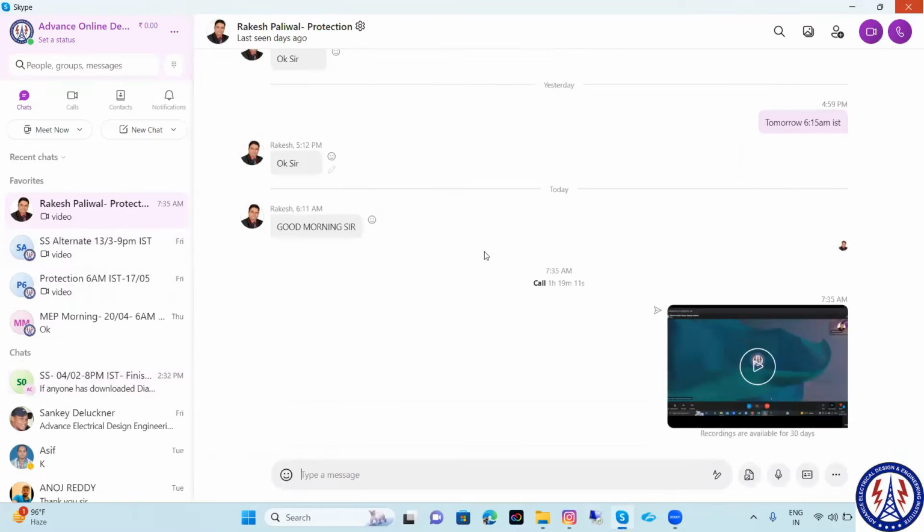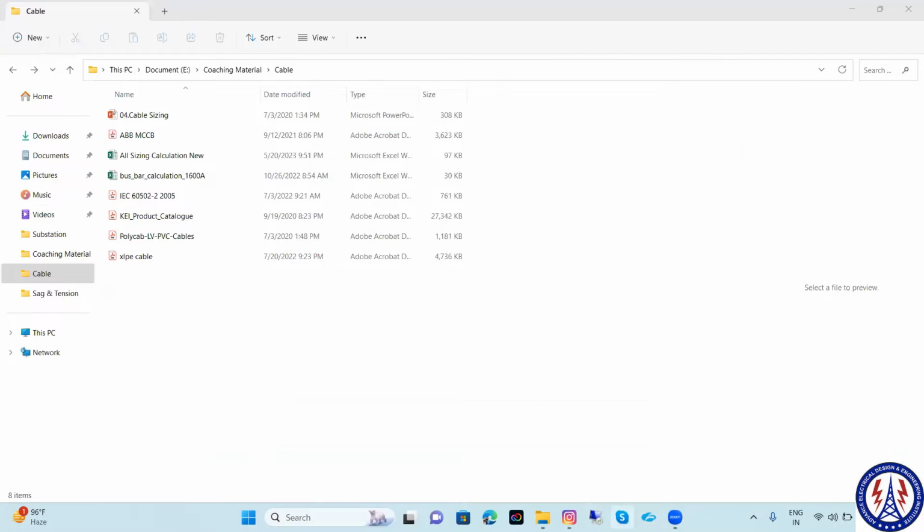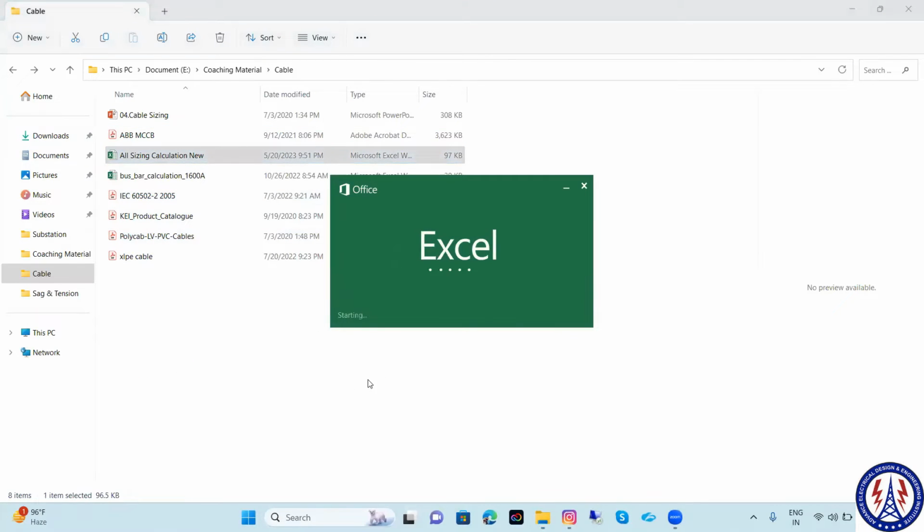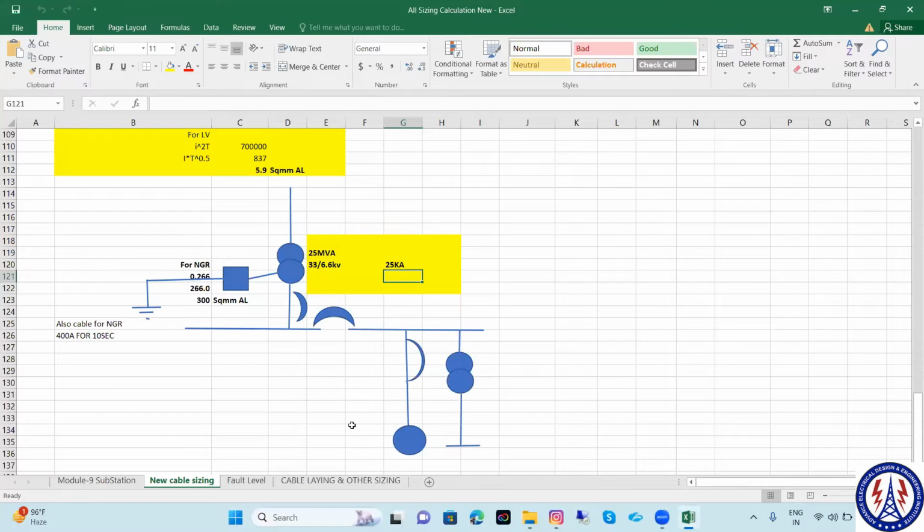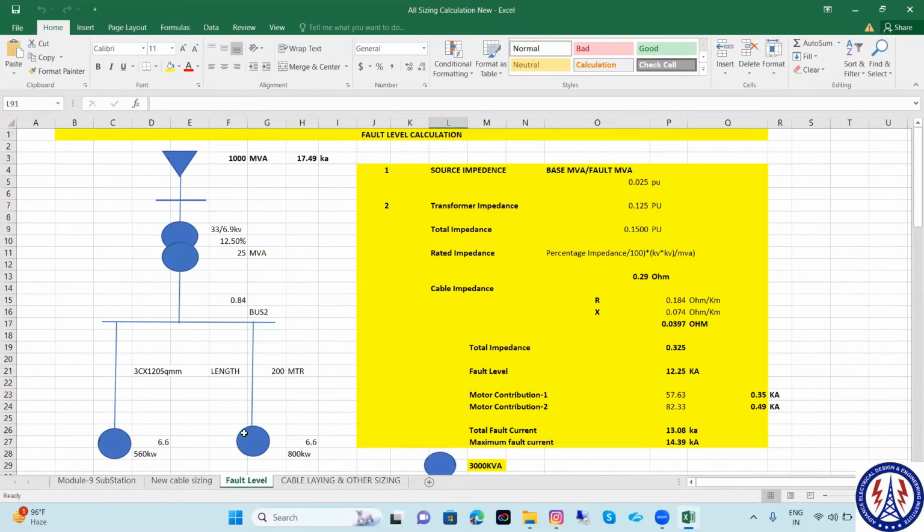Okay, sir. I hope this part is clear. My next topic will be the fault level calculation. This is also your next topic. So it is mentioned in this Excel sheet as well. But please do this cable sizing. If this is understood, you can size any cable. Okay, this will be my second topic, which I will explain tomorrow.